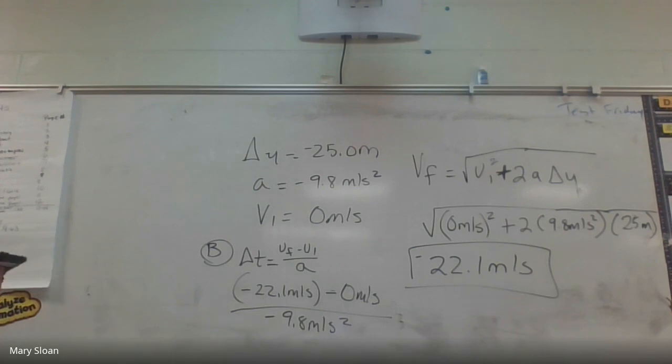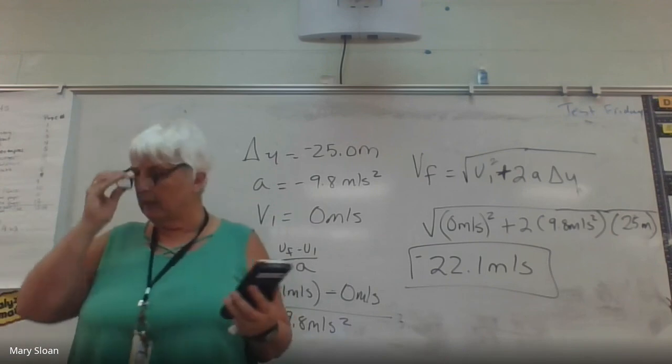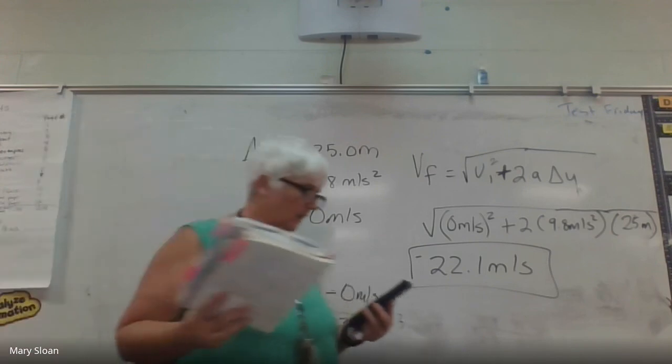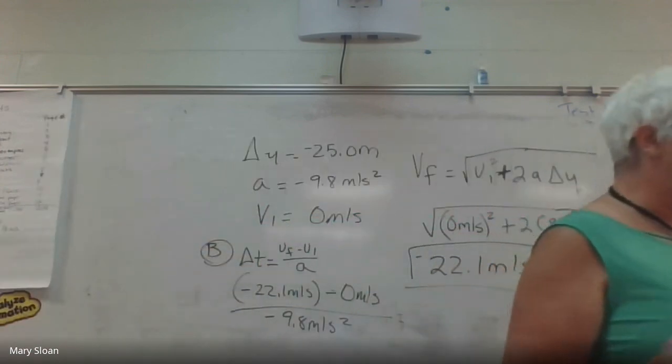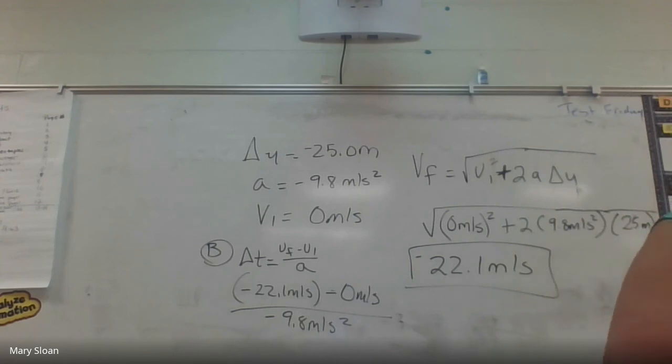So I'm going to do alpha y enter, open bracket, negative 22.1, close bracket, minus, open bracket 0, close bracket, down, negative 9.8. And what did y'all get? I got 2.255102041. Is that what you got? So the answer to that would be how many seconds?